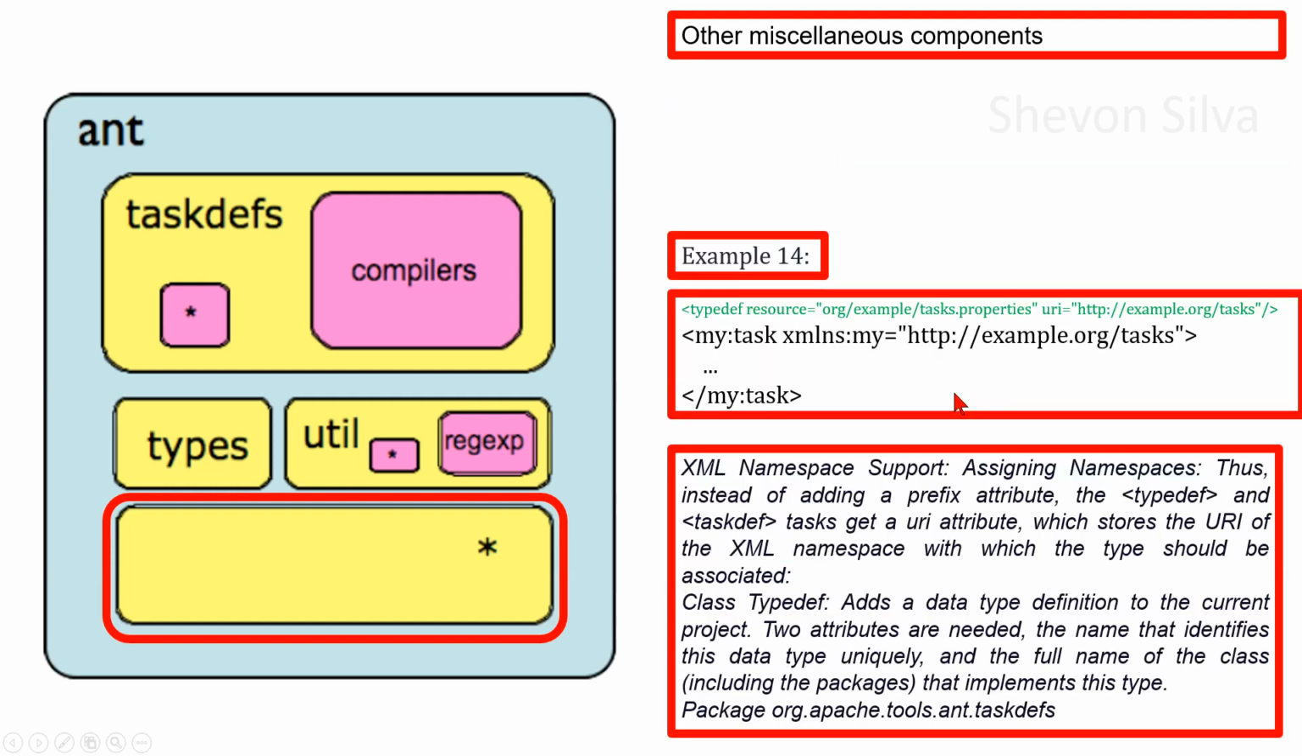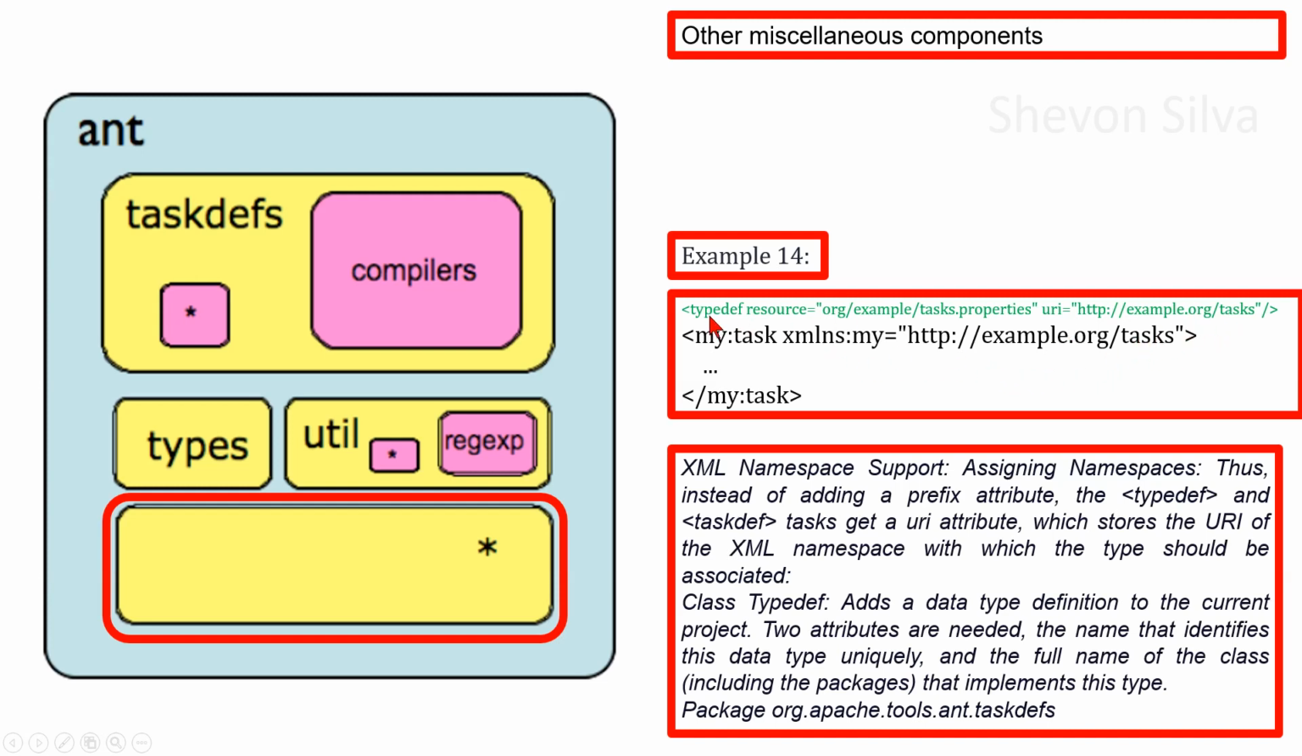Now we are considering assigning namespaces in XML namespace support. Thus, instead of adding a prefix attribute, the typedef and taskdef get URI attributes, which store the URI of the XML namespace with which the type should be associated.